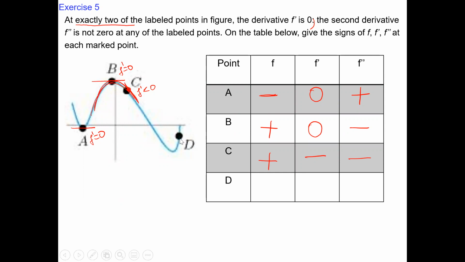And then D. D is below the x-axis, that means its value is negative. The slope of the tangent, which is the derivative, is big and positive. And the function looks like it's concave up. Concave up, so the second derivative is positive. Okay, nice analysis of the signs of the function, first and second derivative.